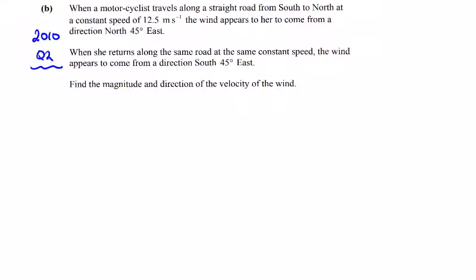Relative Velocity 2010 question 2. When a motorcyclist travels along a straight road from south to north, so that's positive j, at a constant speed of 12.5 meters a second, the wind appears to her, the velocity of the wind relative to the motorcyclist, to come from a direction north 45 degrees east.